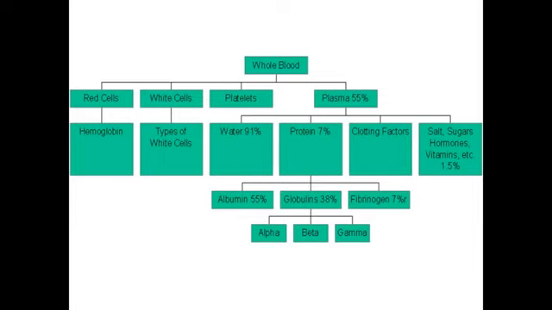Plasma consists of clotting factors. There are different types of clotting factors present in the plasma. It also contains salts, sugars, hormones, vitamins, etc., which make up around 1.5%.